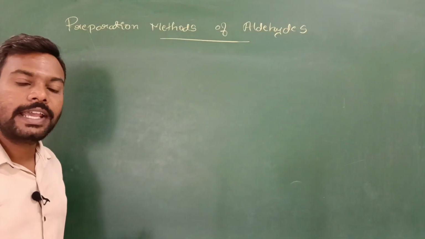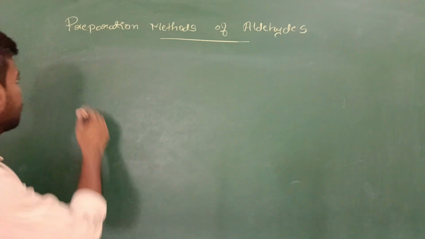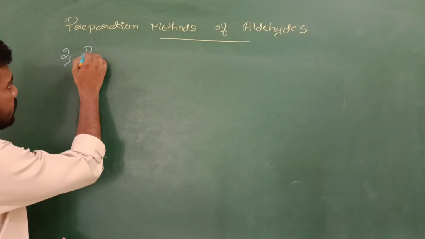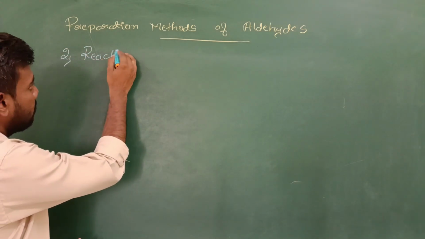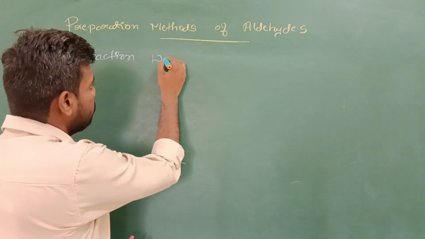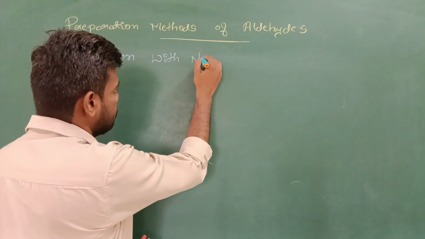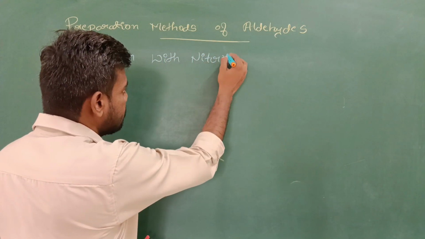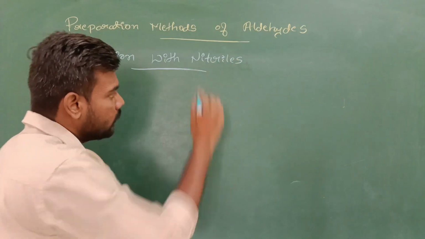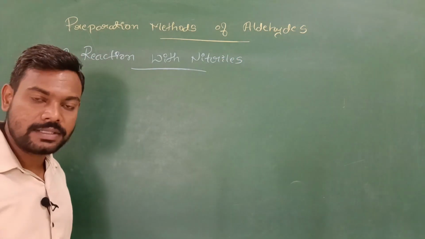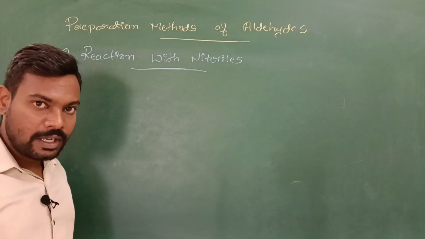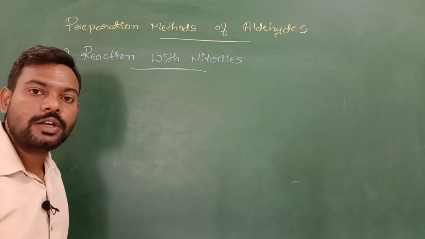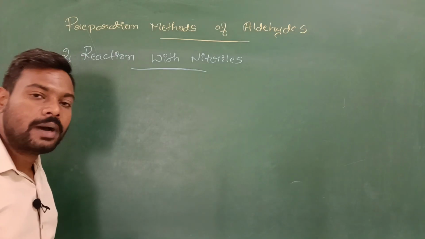The next reaction is the reaction with nitriles. Nitriles react with stannous chloride and HCl to form imine hydrochloride, which undergoes hydrolysis to form aldehydes.